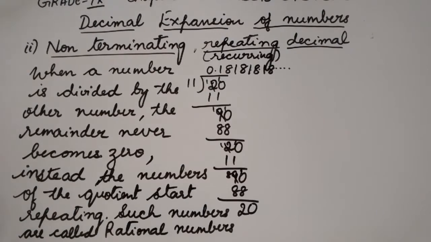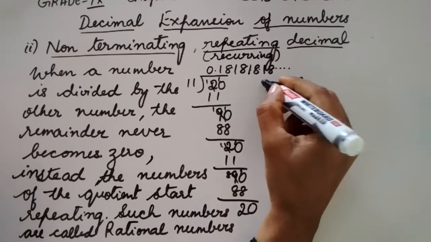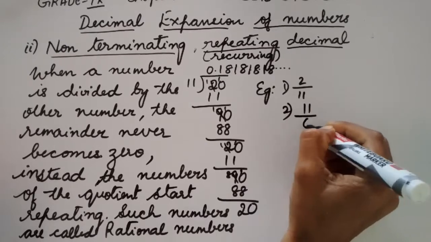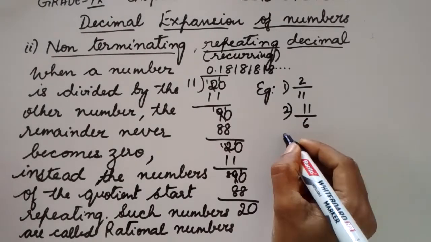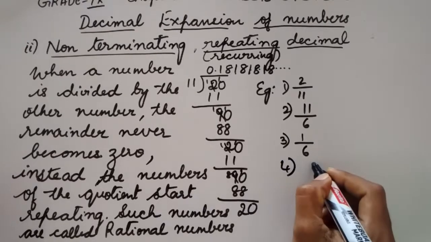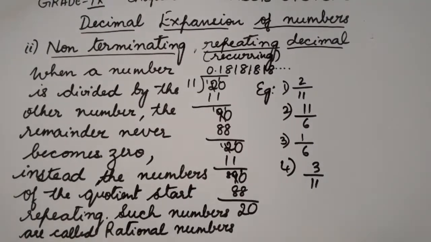Yes. A few examples. One I gave was 2 by 11. Second one, I can give 11 by 6. You can try dividing these numbers. 1 by 6, 3 by 11. All these are rational numbers where they are non-terminating and repeating decimals. Is this clear, students? Yes, okay.